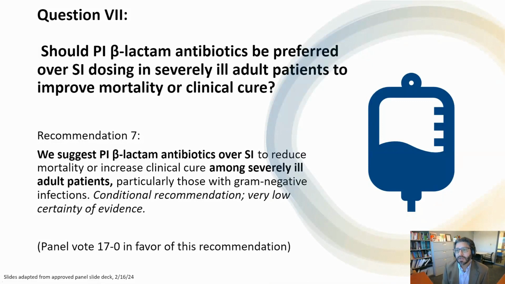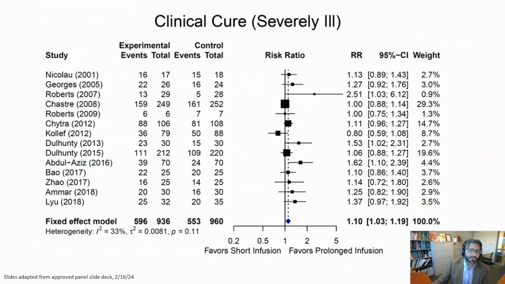So the next question that I wanted to quickly highlight is, should prolonged infusion beta-lactams be preferred over standard infusion in severely ill adult patients? And we suggested that that's true, that you should use prolonged infusion beta-lactams in your severely ill patient population, and that was a vote 17-0 in favor.